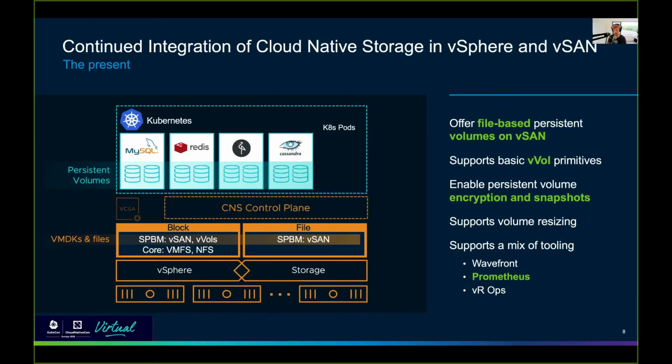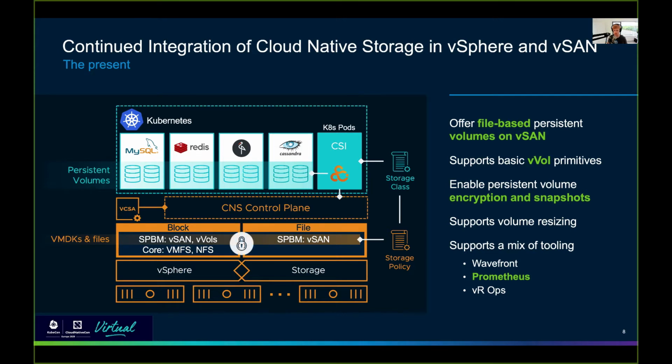And then in 7.0, we continued on that architecture and we added a few more bits and pieces. If any of you are familiar with vSphere storage, we added support for basic vvol primitives. So if you want a block volume, that is to say, a read-write once volume in Kubernetes, you can now use VMFS, NFS, vSAN, or vvol. So all storage types for vSphere are now supported.